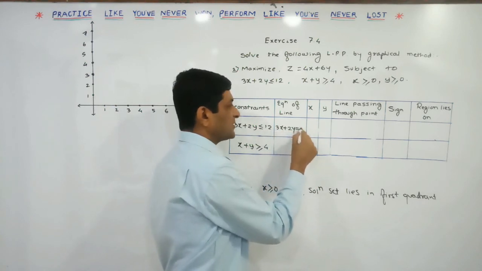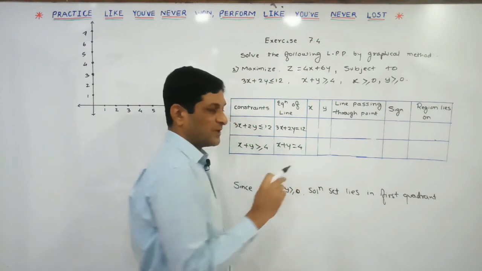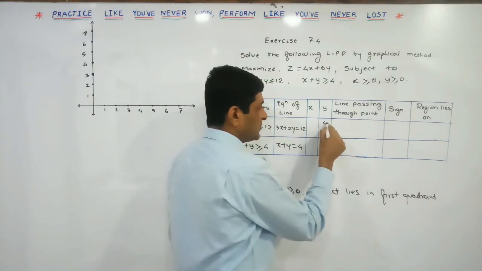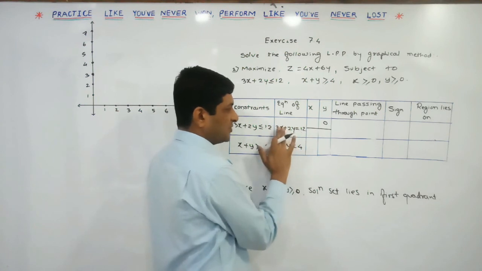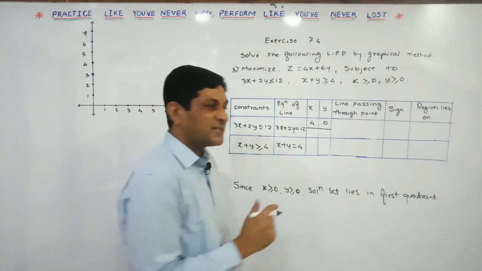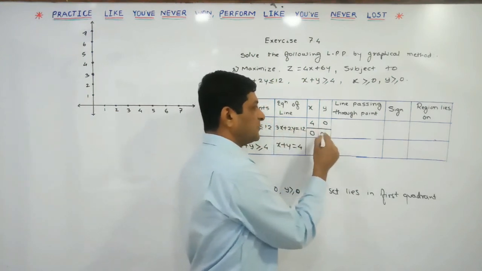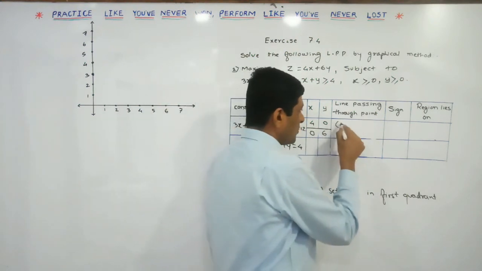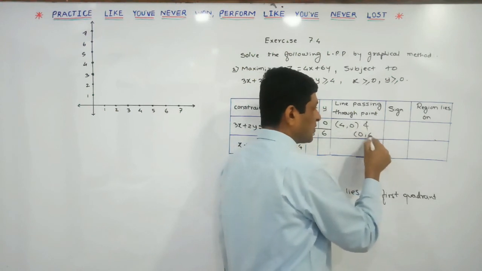Now to find the solution set, we have to draw the line 3x plus 2y equals 12, and the other line is x plus y equals 4. Find the coordinates of 2 points on this line. If I substitute y equal to 0, 3x equals 12, which implies x equals 4. If we substitute x equal to 0, then 2y equals 12, which implies y equals 6. So we have got the coordinates of 2 points on this line: 4, 0 and 0, 6.